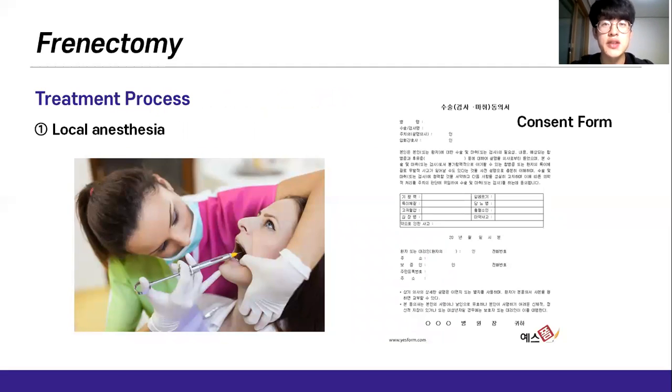You may now fully understand what frenectomy is and when the patient needs frenectomy. So now, I will tell you the process of frenectomy. First, I will give you enough local anesthesia to the area with the labial frenum. Local anesthesia means to numb your oral tissue. Later, I will get a consent form from you. You won't feel pain if you get local anesthesia.